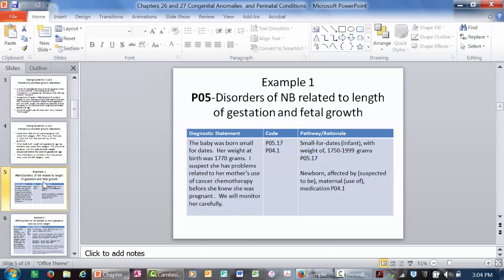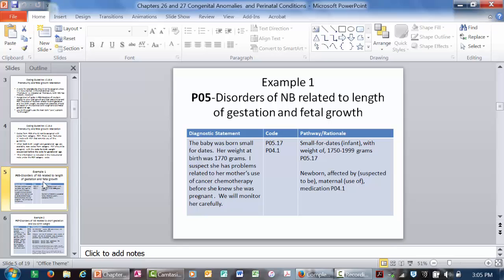In this example, the baby was born small for dates, and what that means is it was full term, but it weighed less than the doctor thought it would weigh, given that it was full term. The doctor tells us that her weight at birth was 1,770 grams, and the doctor suspects the baby has problems because of her mother's use of chemo before the mother knew she was pregnant.